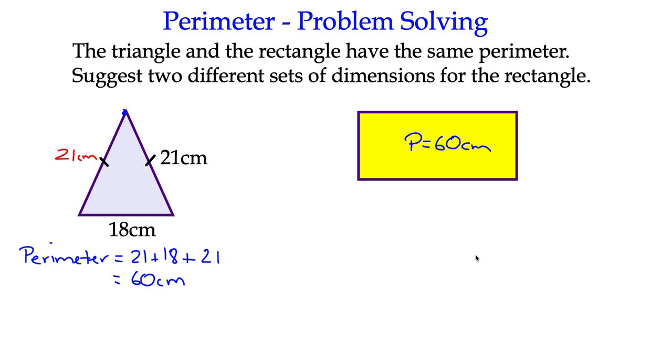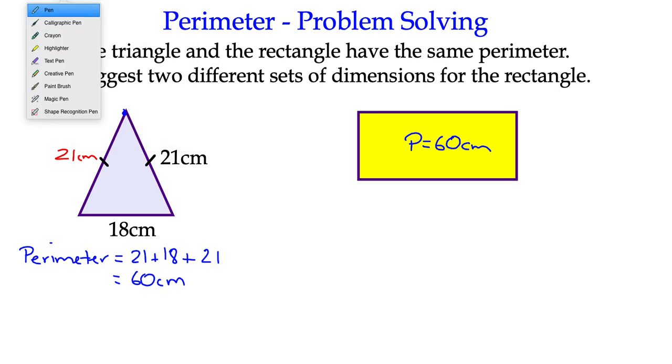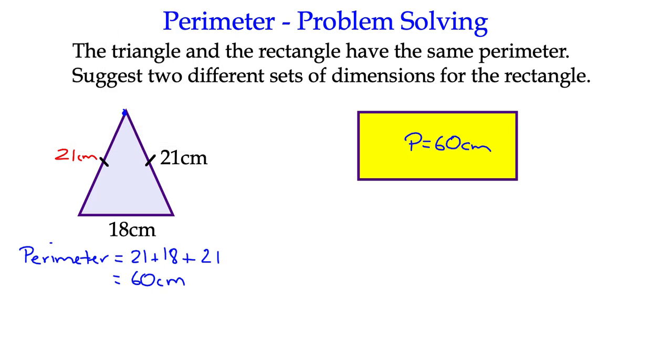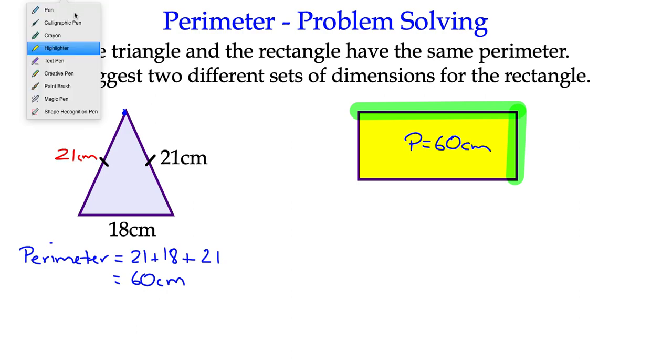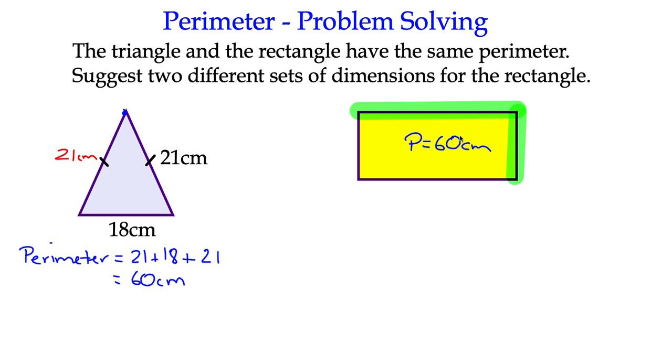So it's saying what size could the rectangle be? Now we had a look in the previous example that there's a couple of ways you could do it. You just do it by trial and error. But the easiest way to work that out, if we know the perimeter of a rectangle, is to remember that one length and one breadth is going to be half of the total perimeter. So one length and one breadth is going to be, can you work it out? 60 divided by 2 equals 30 centimeters.